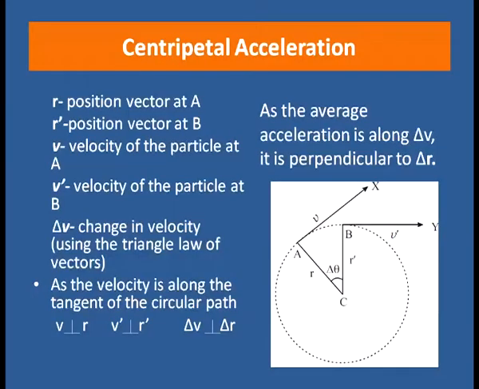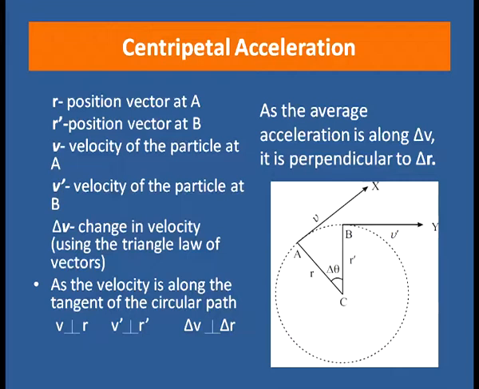R is the position vector at A, r prime is the position vector at B, v is the velocity of the particle at A, v prime is the velocity vector at B, and delta v is the change in velocity.